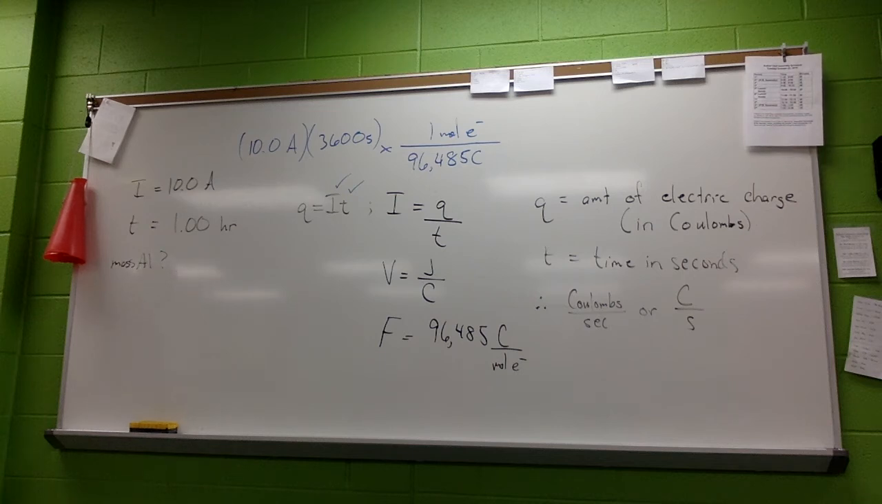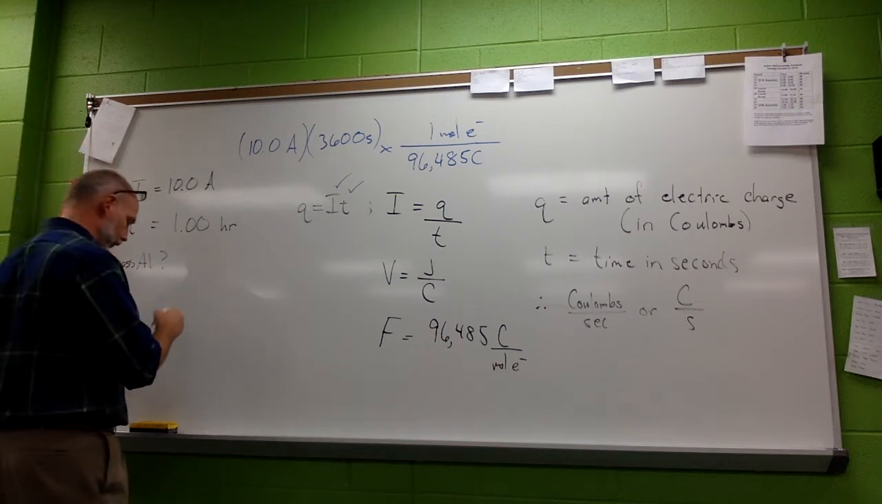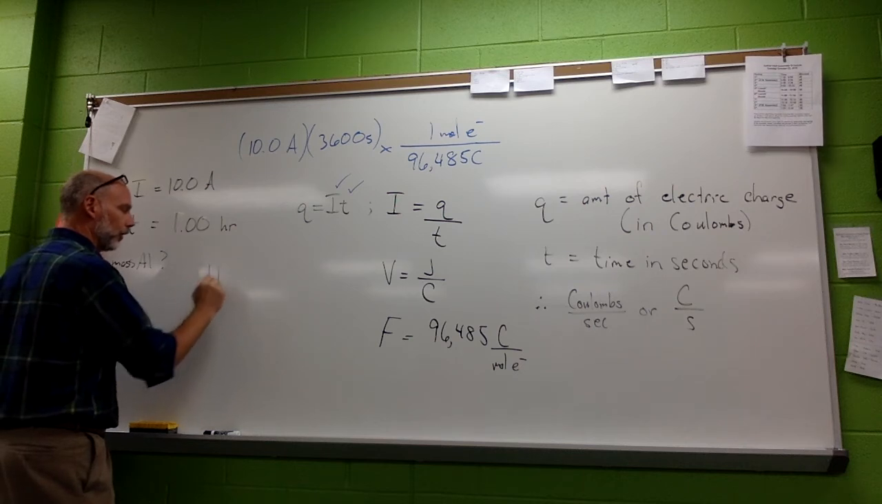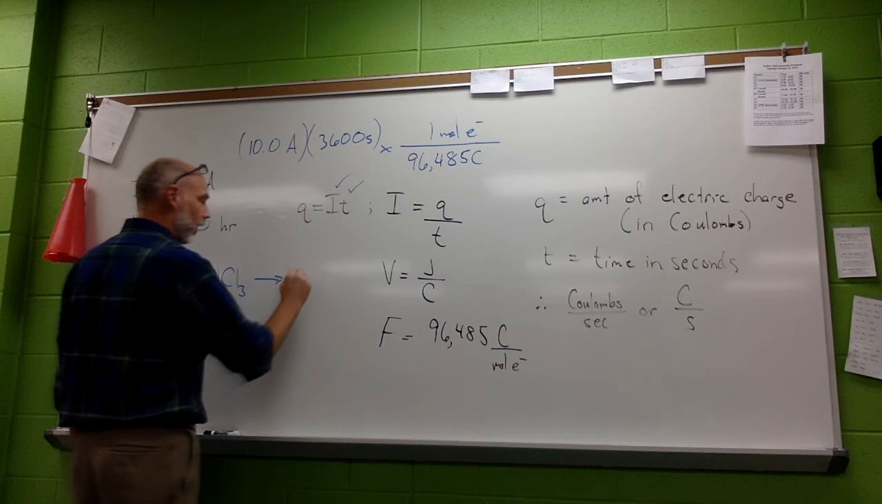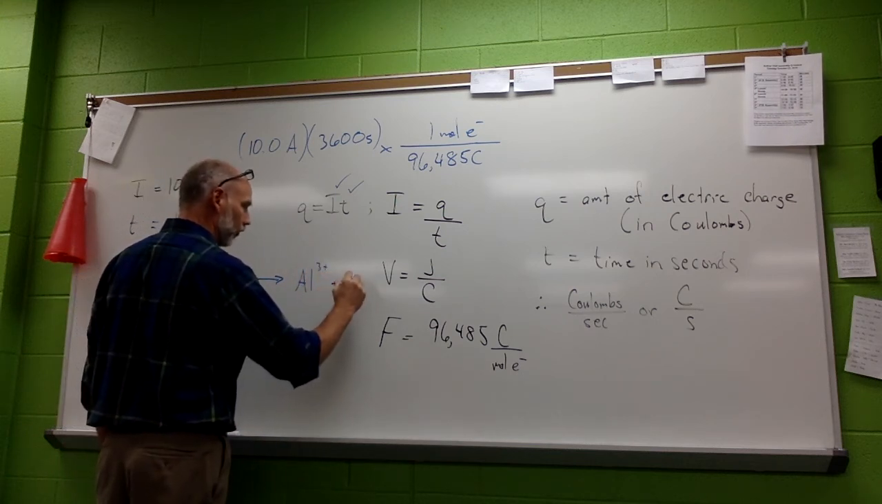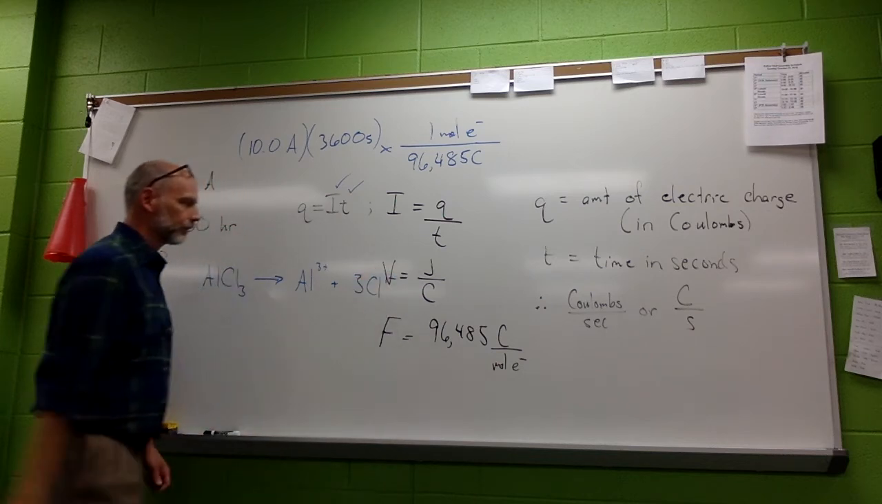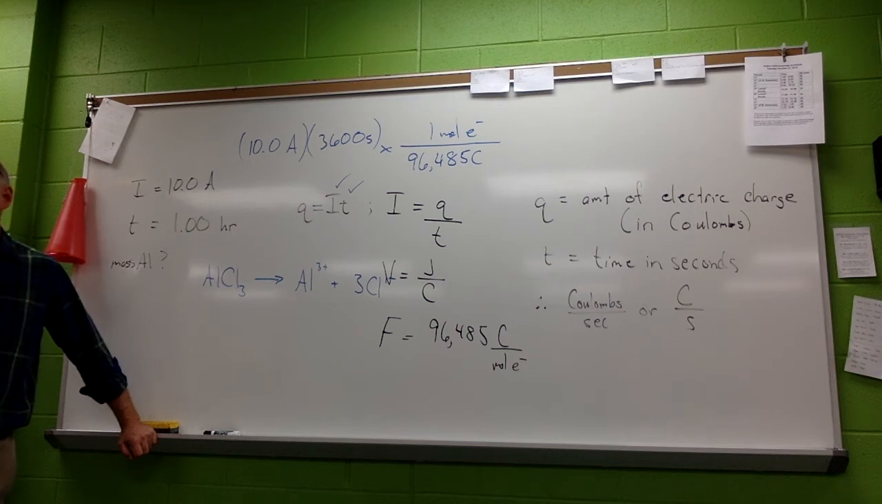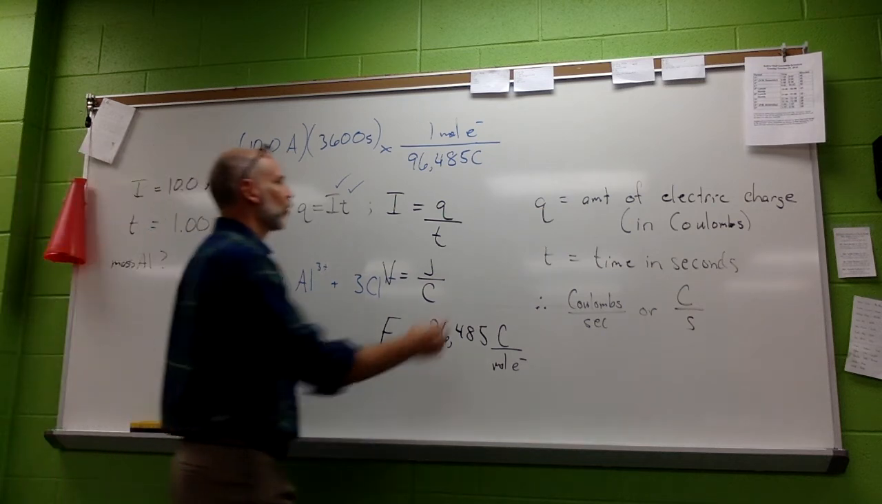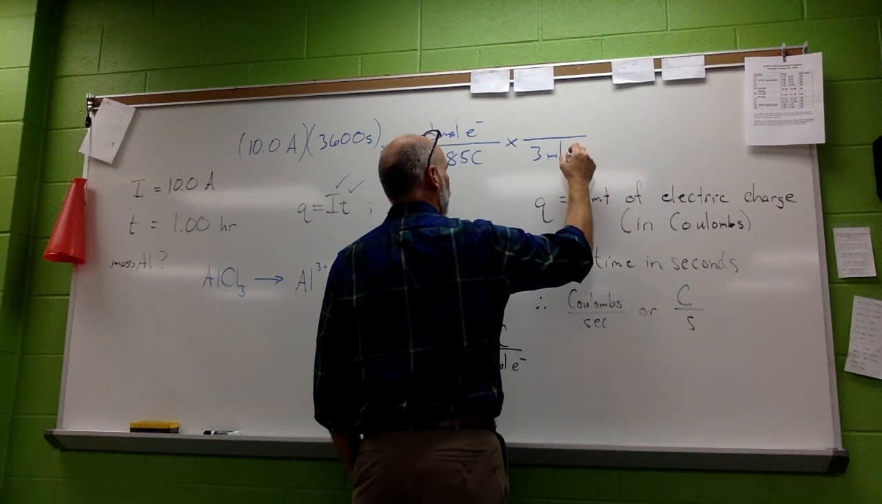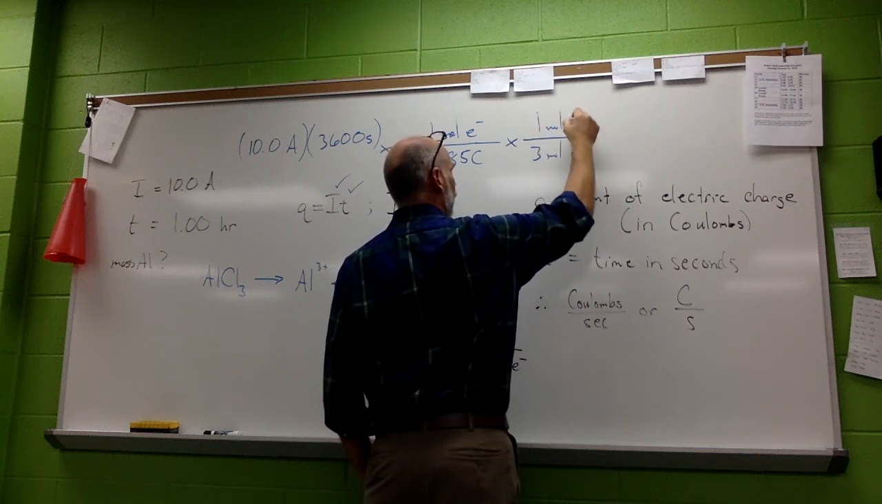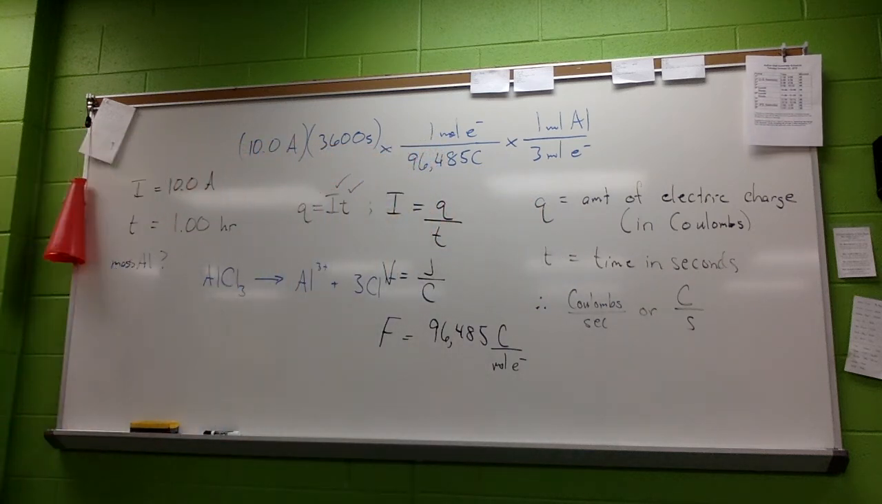Now here's the key. How many electrons were transferred? Oh, good try. But that's good. We're going from aluminum chloride to aluminum plus three. So in the transfer, there are 3 moles of electrons for every 1 mole of aluminum. Would you guys agree? Do you see where I'm going with that?